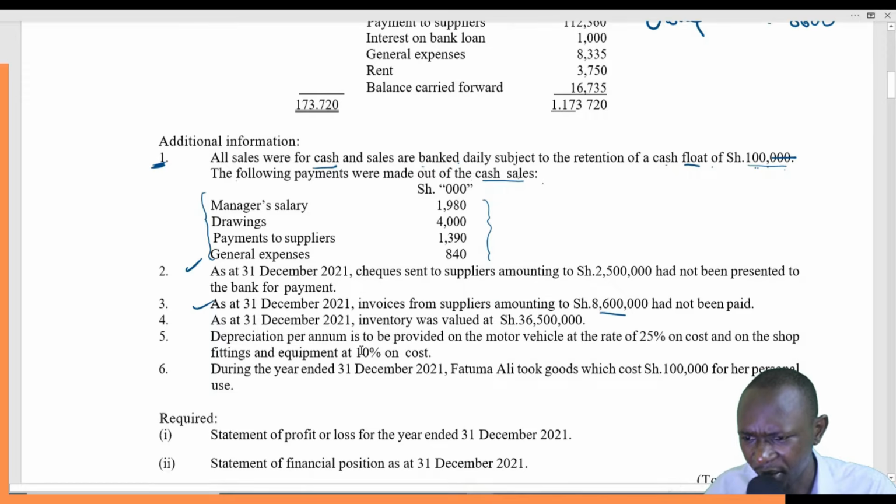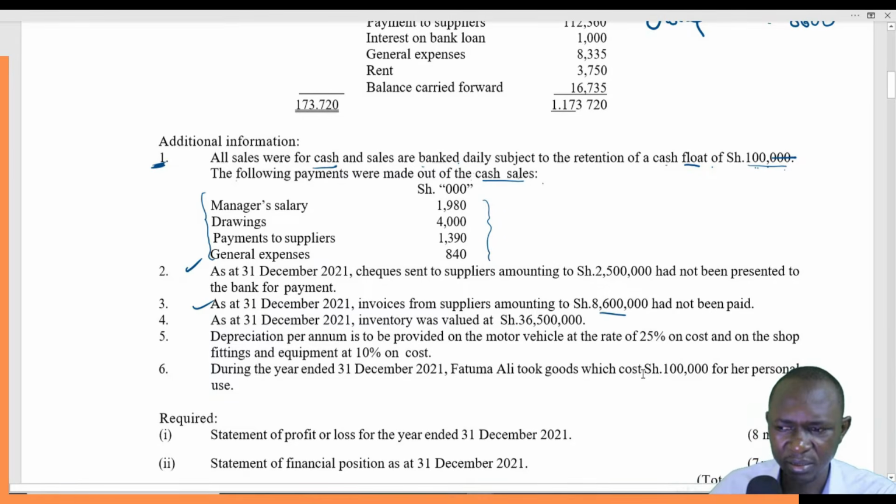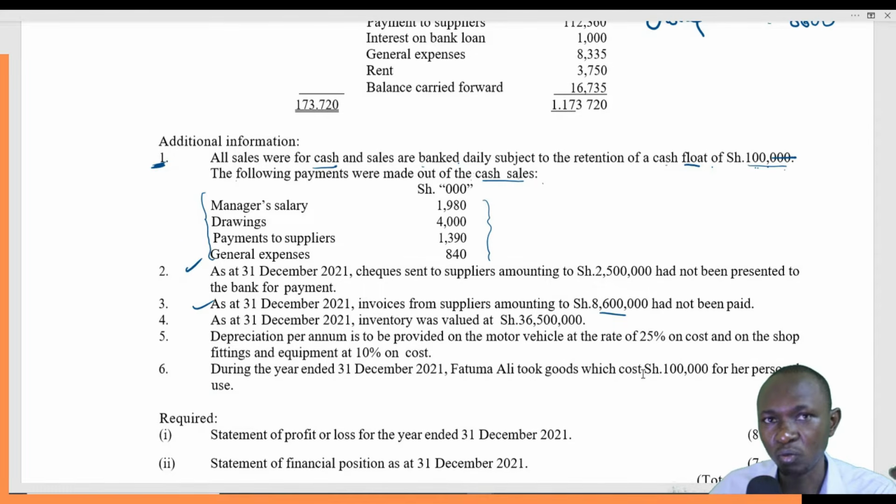Do you have anything else? During the year, Fatima Ali took goods which cost 100 for her personal use. Now, this one we might treat in two ways. We might either put it under the sales and assume that we sold the goods to Fatuma, or reduce the purchases by 100.